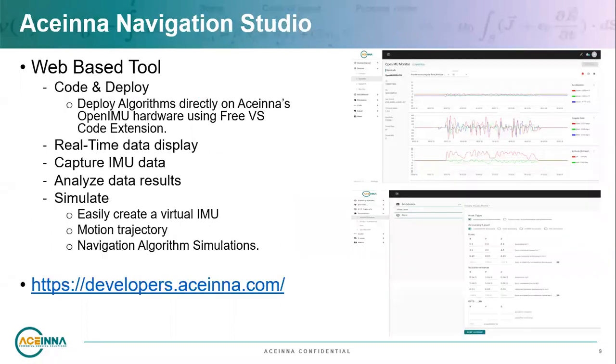Aceinna Navigation Studio. This is a web-based GUI tool, which is used for deploying the algorithms directly onto your OpenIMU hardware. Once you have the OpenIMU hardware connected to your PC, you can check the real-time data display, and you can capture the data and analyze the data, everything in real time. And we have the simulation tool available as well, where you can easily create a virtual IMU and the motion trajectory, and do the algorithm simulation as well. The link is provided as well.